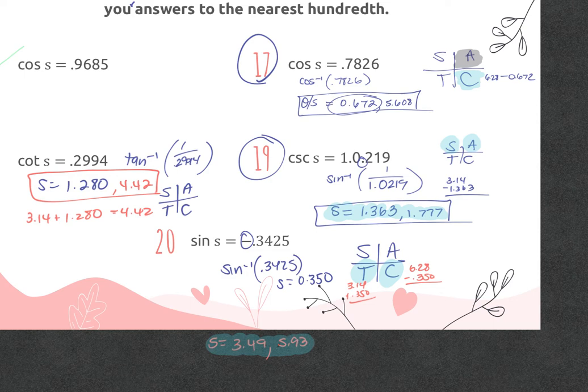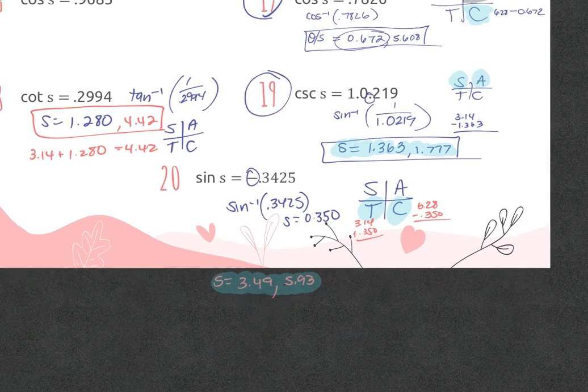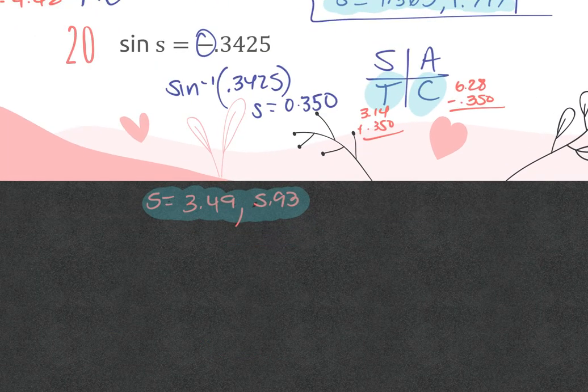Any questions on these before we move on? Because this, you'll see it probably on your test, like two parts like we talked about before. Yeah. It should be 3.49 and then 5.93. You're welcome.